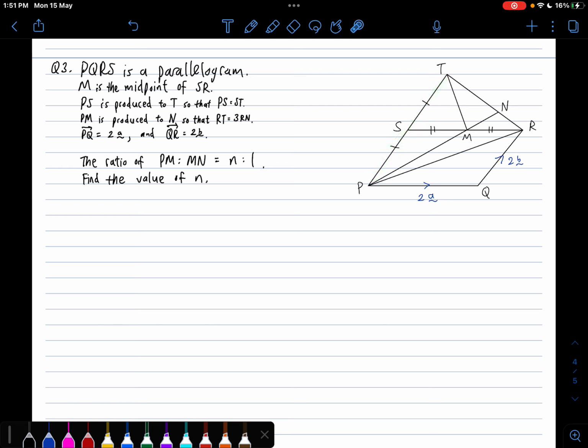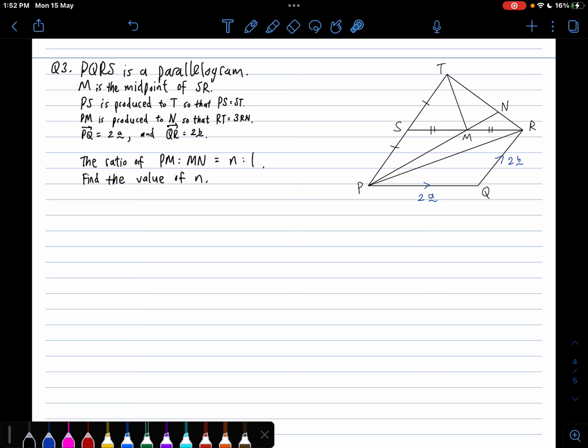PM is produced to N. So where is PM? Over here. Where is N? It's over there. What does it mean when we say produce to? It means we extend it with a ruler. So PMN are collinear, one straight line, so that RT equals 3RN.